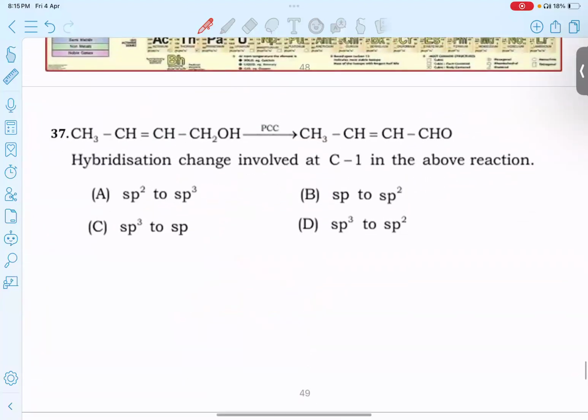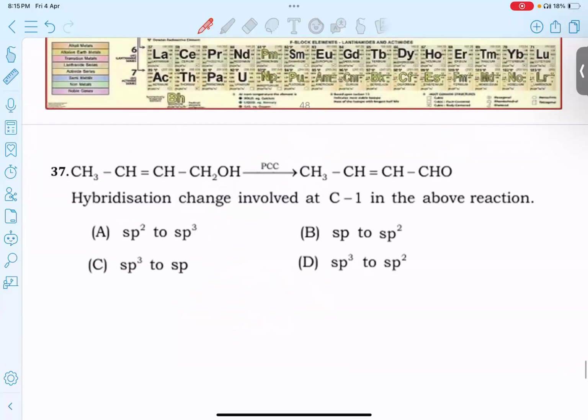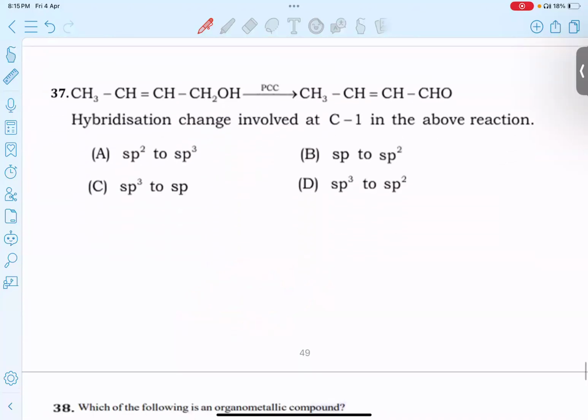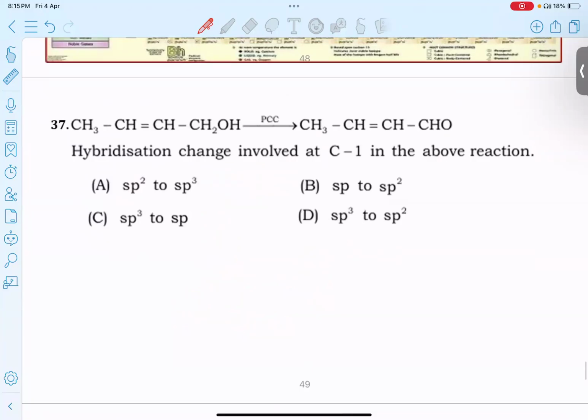Next, question number 37. The reaction is given. Hybridization changes involved at C1 in the above reaction. Here the first one is given, a primary alcohol. Next it is oxidized to aldehyde, already discussed in previous questions, about the suitable oxidizing agent for primary alcohol to aldehyde.